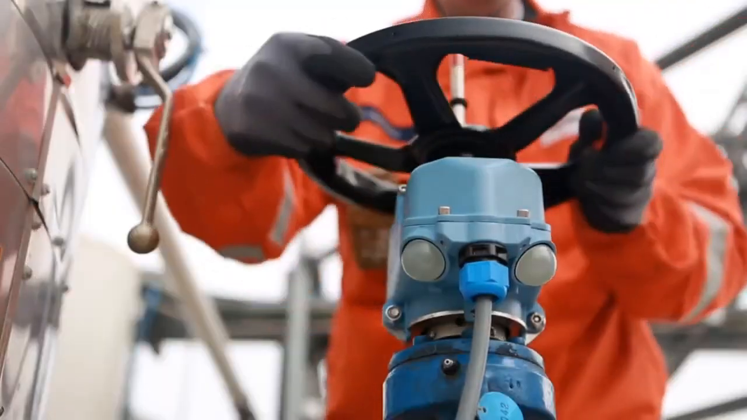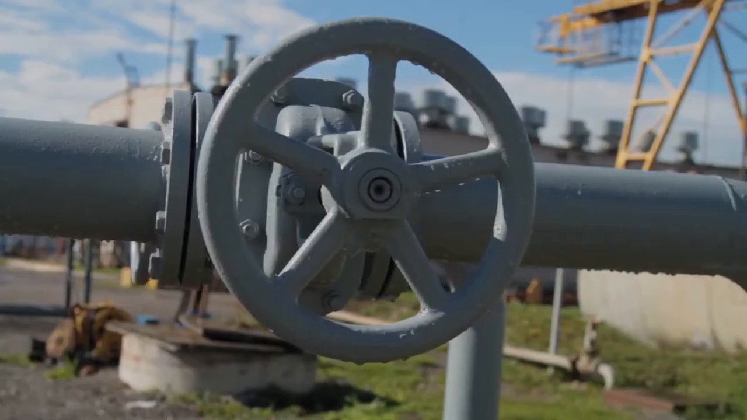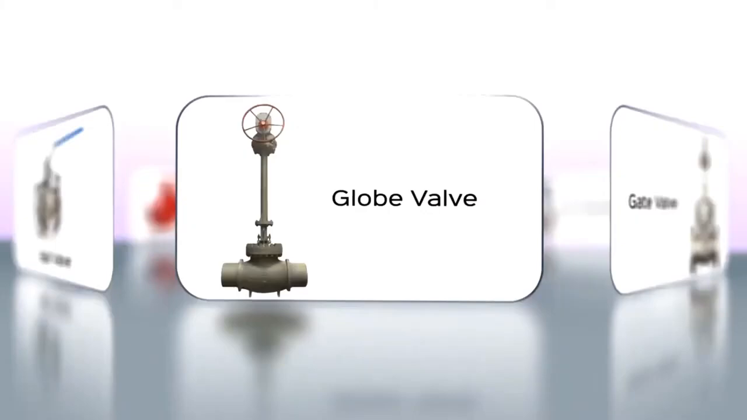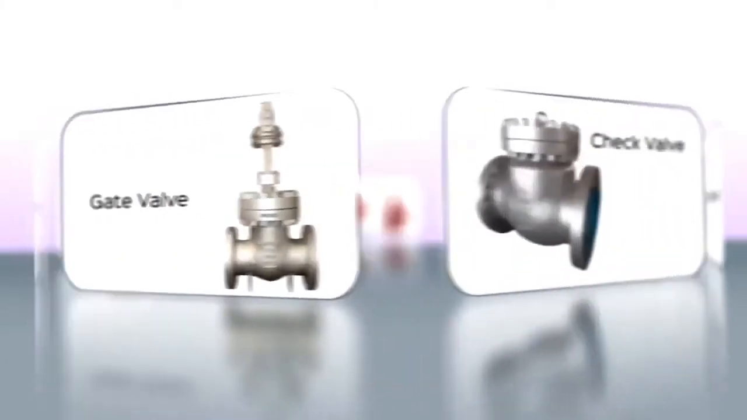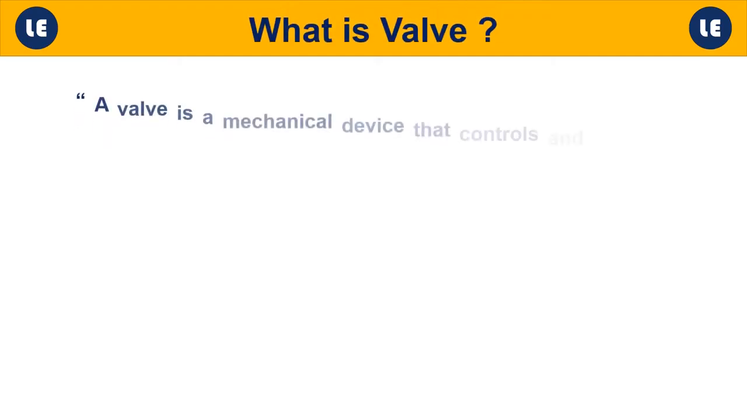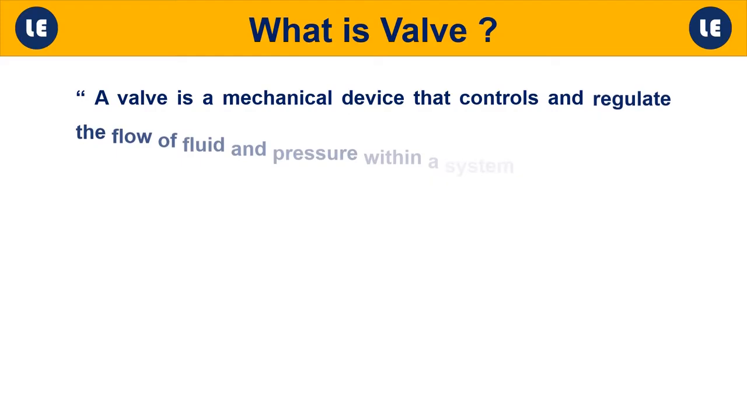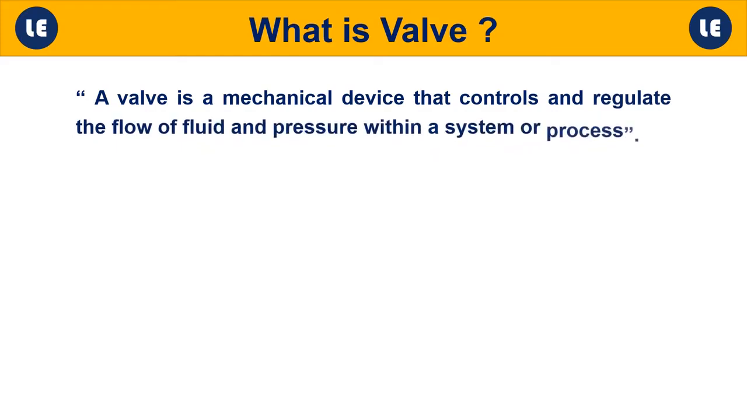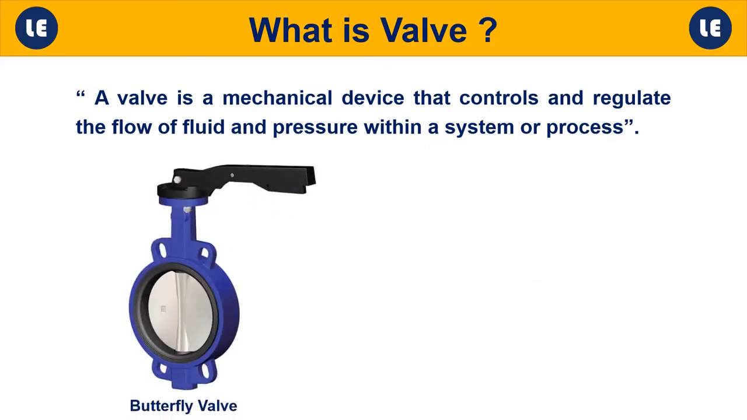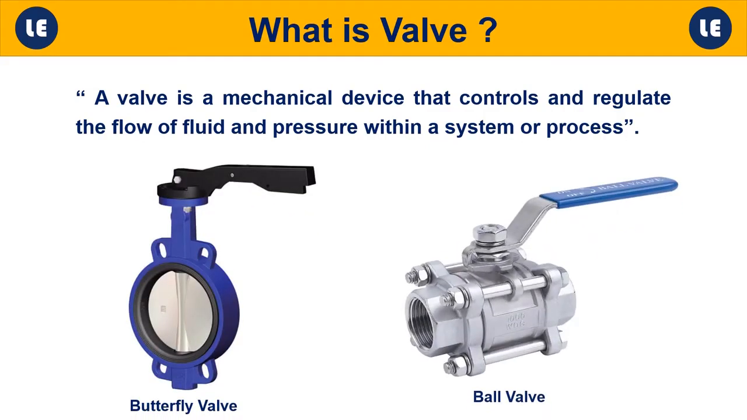Valves are one of the most important components of a piping system. Selecting the right valve can determine the success or failure of the system or process. So let us first define what a valve is. A valve is a mechanical device that controls and regulates the flow of fluid and pressure within a system or process. Like these examples given below, butterfly valve and ball valve are two important types of valve that are used to control, regulate, and stop fluid within a system.